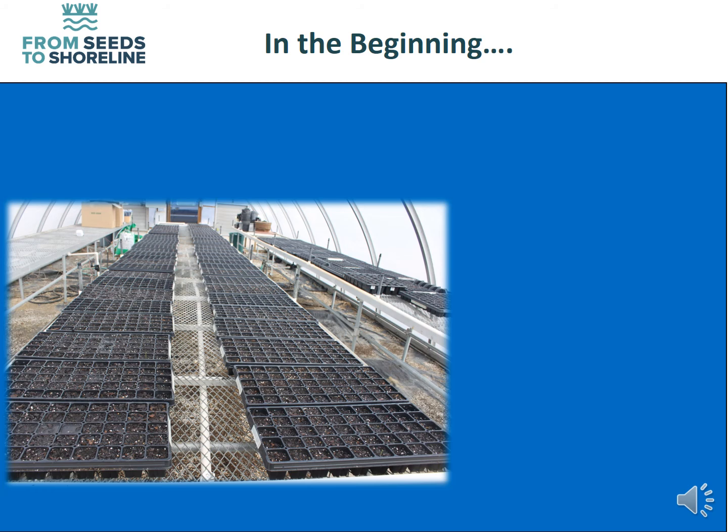So how did the From Seeds to Shoreline project get started? Back in 2010, the partners got together and collected a bunch of Spartina alterniflora seeds, and then recruited a school to help us plant thousands of seeds that you see here in the photo. What we wanted to do was make sure that we could grow Spartina alterniflora before creating an education program.